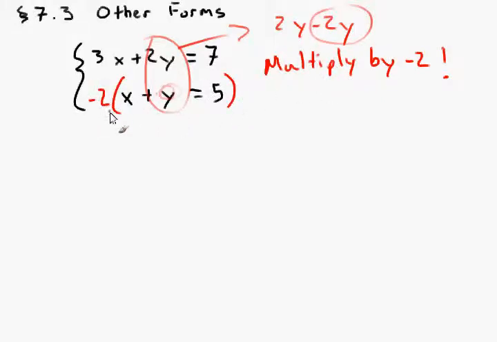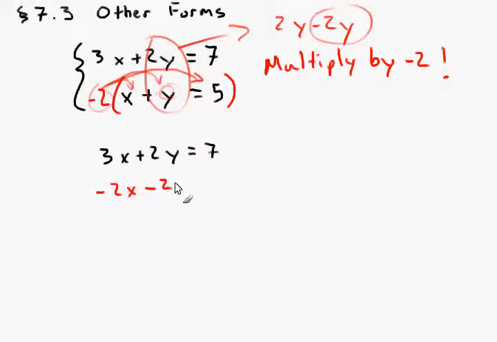We're going to multiply both sides of this equation by a negative 2. That way we'll be following the golden rule. So our new system will look like 3x plus 2y is equal to 7. The first equation will remain unchanged. And now the second equation will be minus 2x minus 2y is equal to a negative 10.